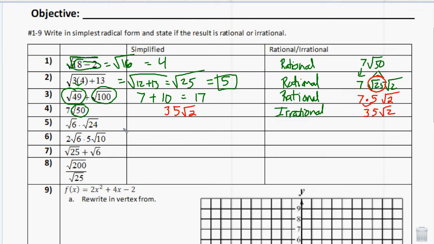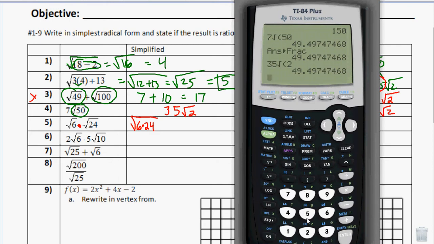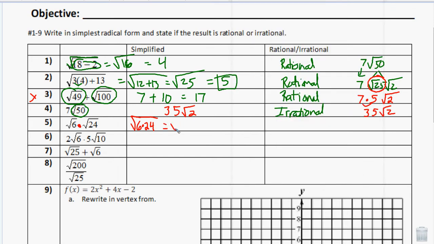Number 5, I don't know the square root of 6, and I don't know the square root of 24, but remember there is that rule that works with multiplying. It doesn't work with the adding. That says you can multiply the two numbers before you take the square root. So if we do 6 times 24, it's 144. So the square root of 144 is 12.